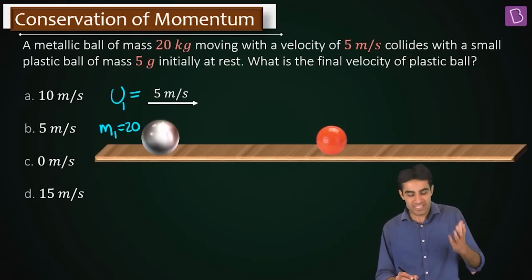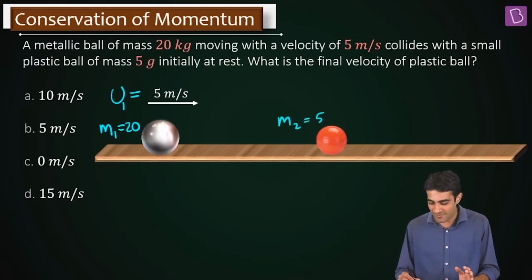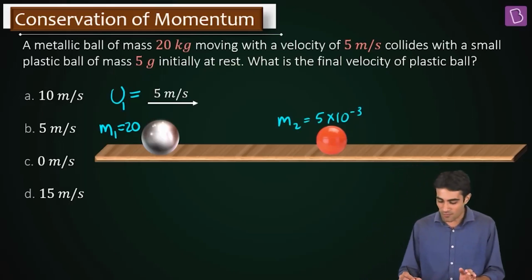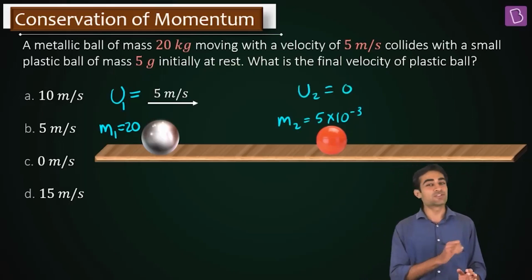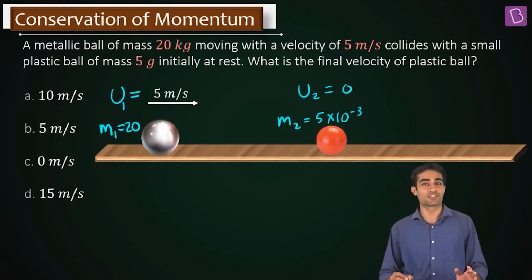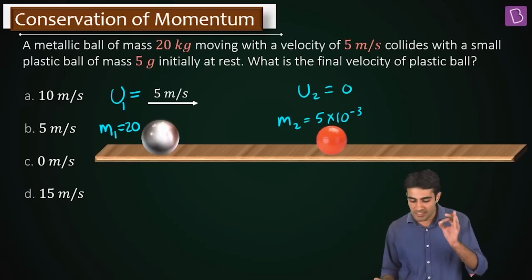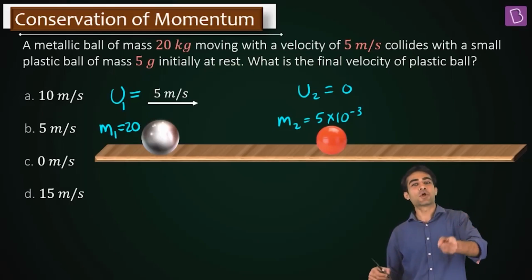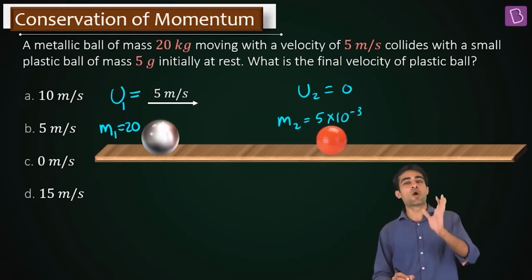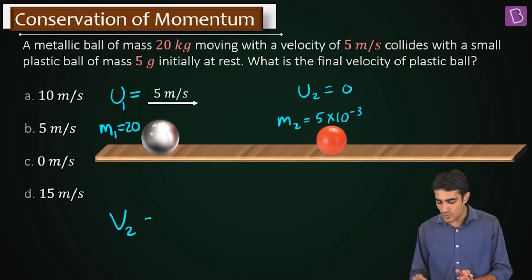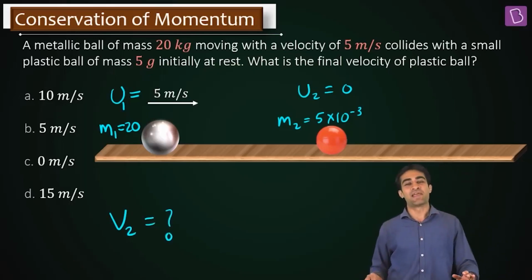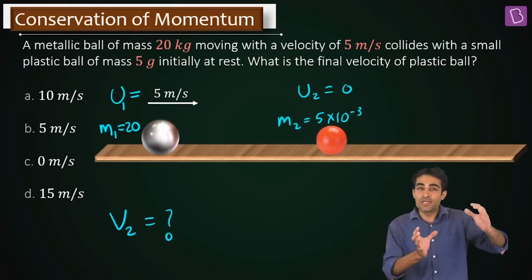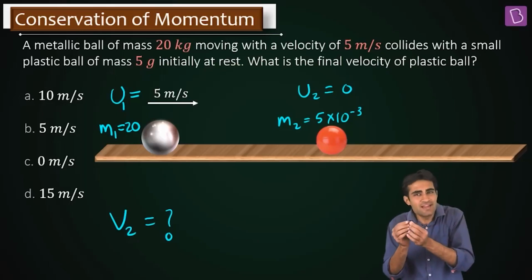We can write it in kgs. So m2 is equal to 5 into 10 raised to power minus 3. So small. And what was u2? u2 was 0. Initially, this ball was at rest, given in the question. Now, the question says, what is the final velocity of the plastic ball? So, we have to find the final velocity after the collision of this very small ball. So, what is the value of v2? This is the question. Now, at this point, we can see we have a collision of a really heavy mass with a really tiny mass.